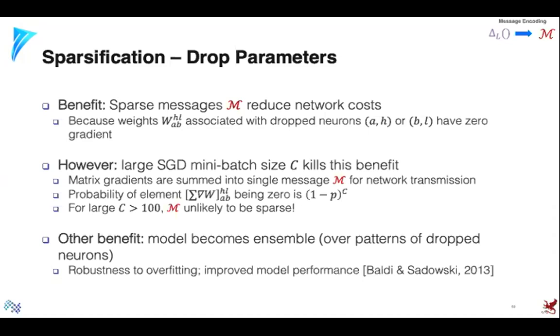In particular, let's say you have about 100 samples that are added together. If you just look at the formula here, the probability of an element being zero is (1 - p)^c. That's very unlikely to be zero. So you need to be careful, because while dropout has a lot of good statistical properties, it may not be the best algorithm for transmitting and sparsifying parameters over a network if the mini-batch size is large.